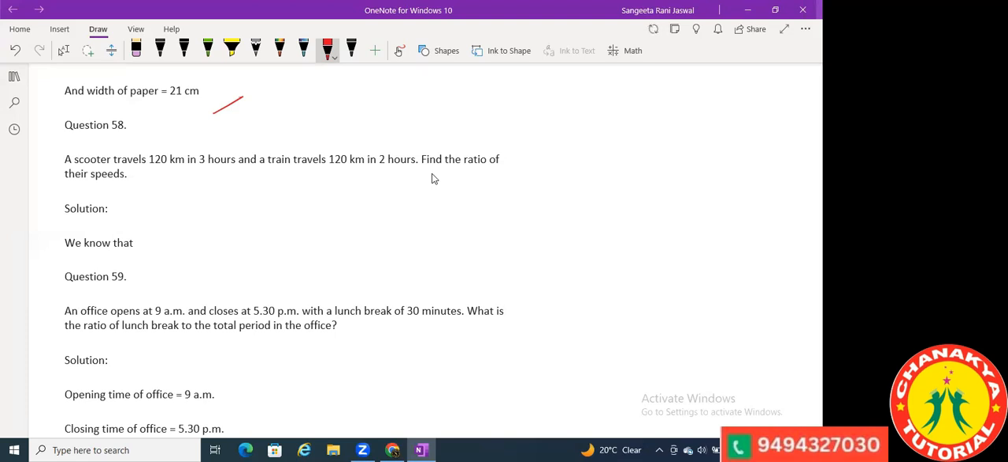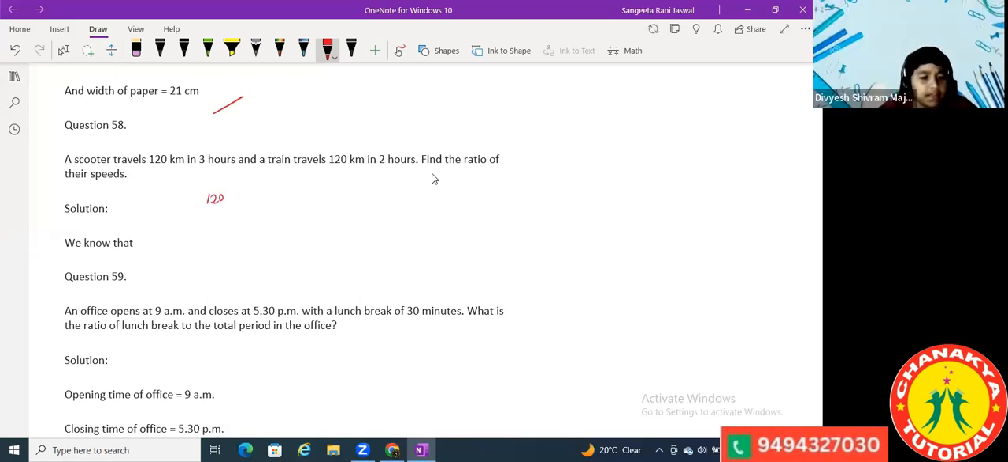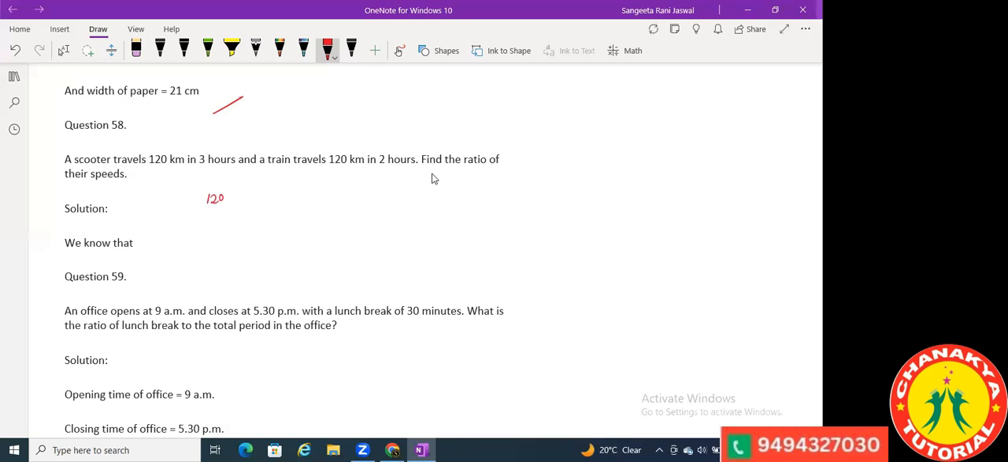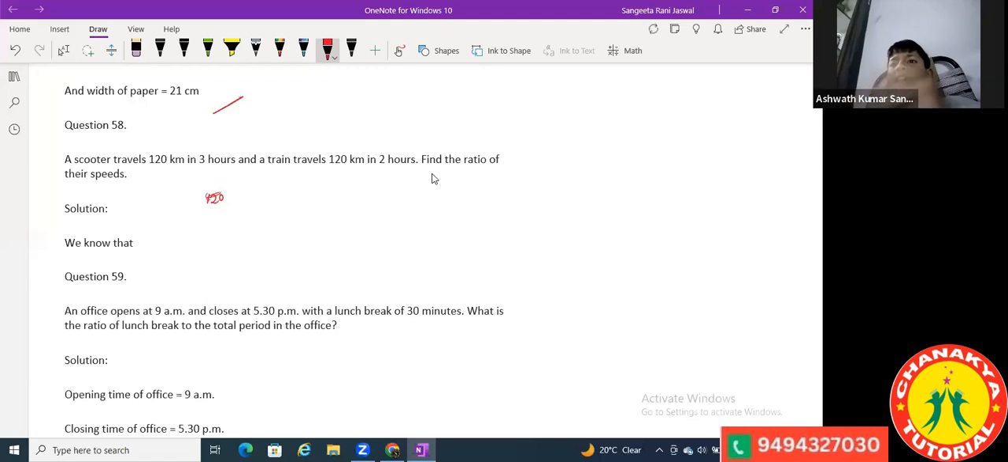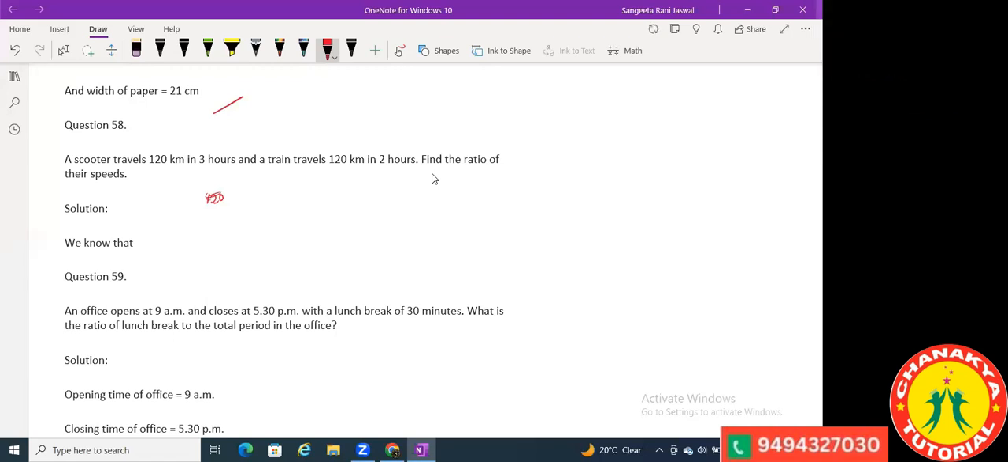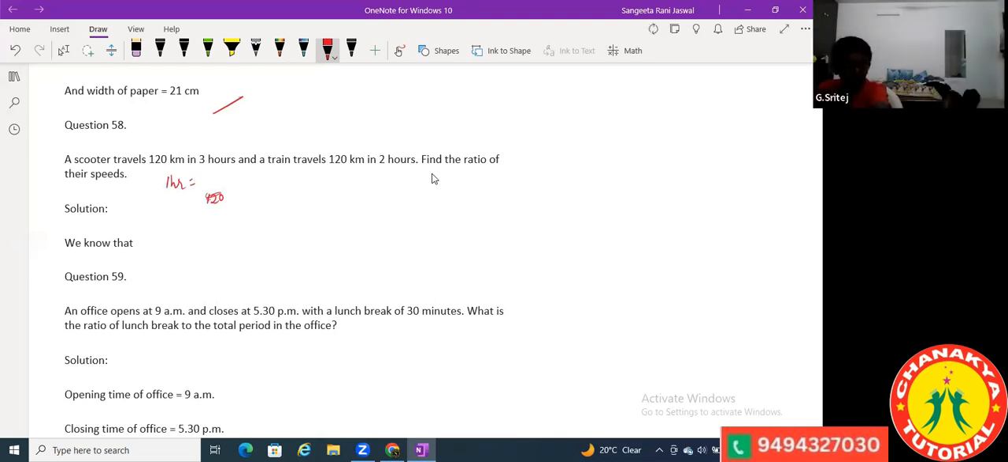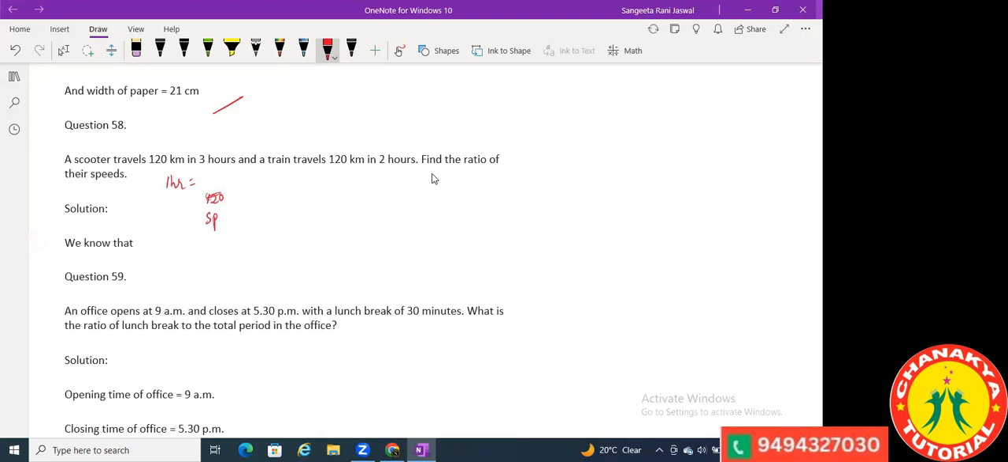So you have to find the ratio of their speeds. So this is 120 kilometers. Ma'am, we should find how many kilometers they travel in 1 hour. Yes, ma'am, speed is equal to distance divided by time. Ma'am, 40 kilometers per hour. Okay, so first find out how much it is traveling in 1 hour. The same thing that we did in the previous question. Ma'am, in 1 hour, 40 kilometers. Yes, because the speed is given in kilometers per hour.